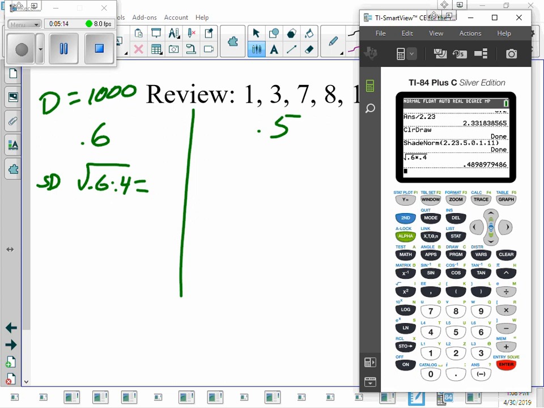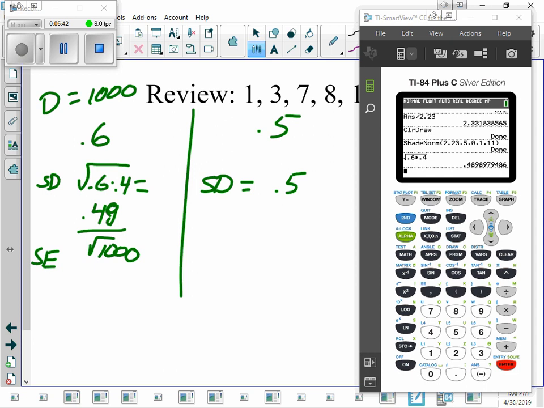Which is basically 0.49. Okay. And then over here, when I do the square root of 0.5 times 0.5, I just get 0.5. Now to create an SE, I need to divide each by the square root of 1,000. So 0.49 divided by the square root of 1,000. And then I do the exact same thing with 0.5.